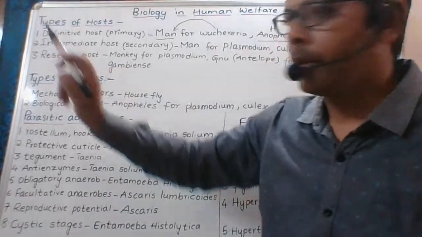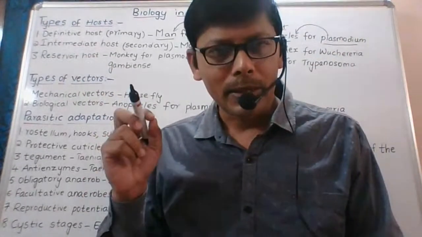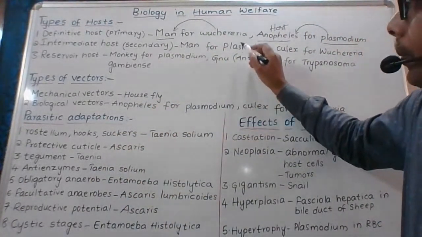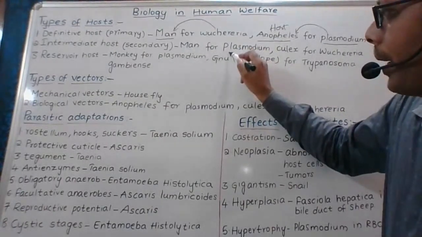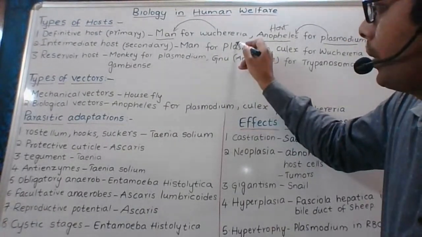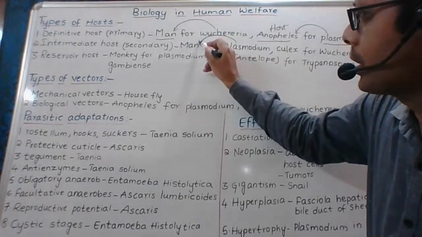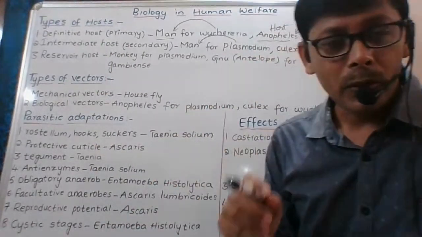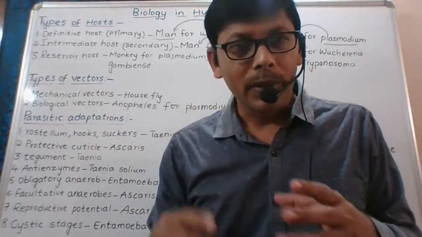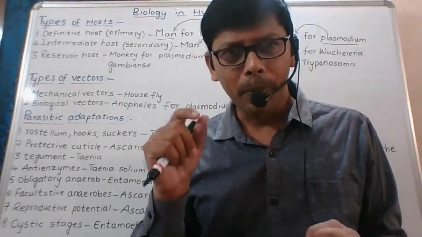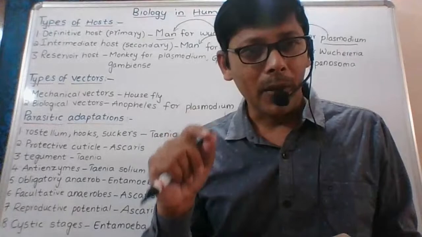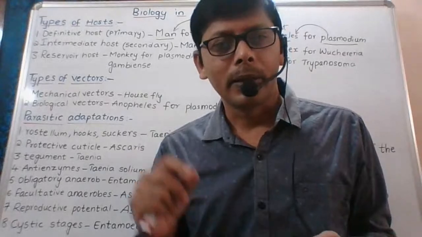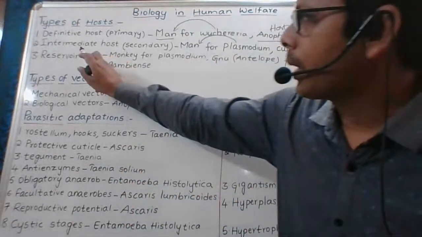Come to the second type of host, the intermediate host or secondary host. For example, Plasmodium is a parasite, and man is the host; Plasmodium reproduces sexually in mosquito. How can we define intermediate host? The host which harbors, that is, which gives shelter to immature stages or larval stages or asexual stages of a parasite, that host is called the intermediate host.